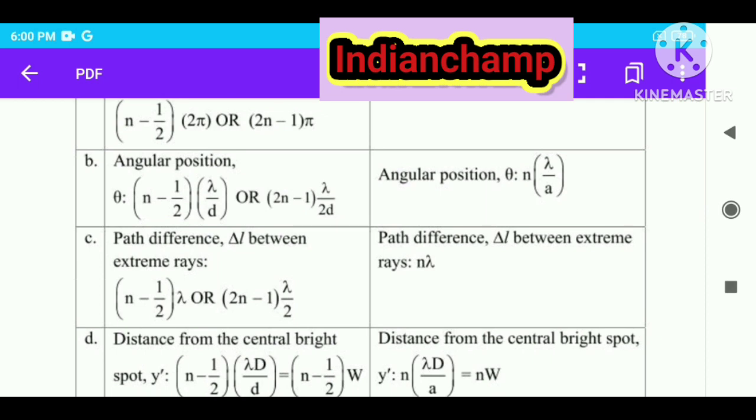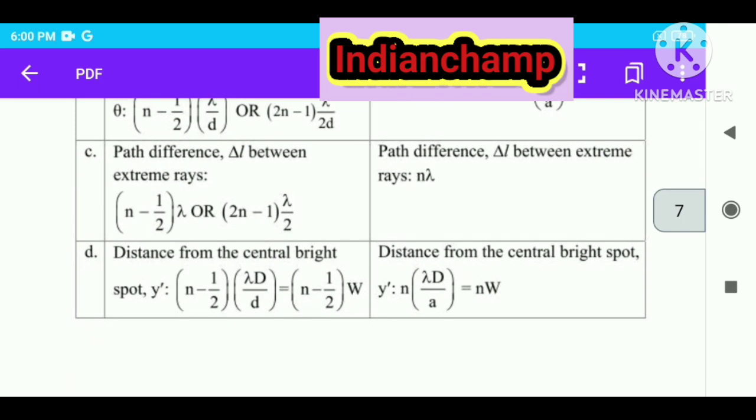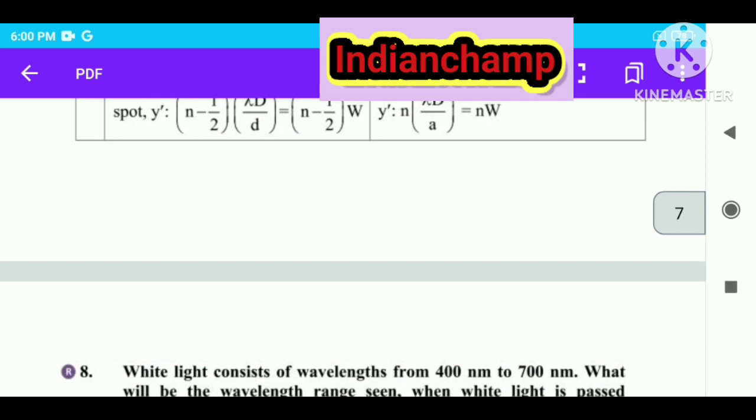In single slit, the path difference delta L between extreme rays is n lambda. D, distance from the central bright spot y_n dash is (n minus 1/2) lambda D divided by d, which is equal to (n minus 1/2) W. In single slit, distance from the central bright spot y_n dash is n lambda D divided by a, which is equal to nW.